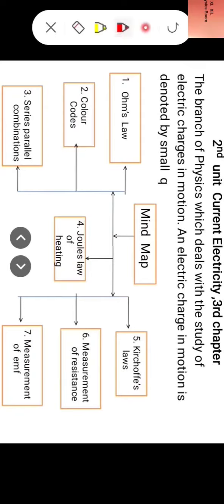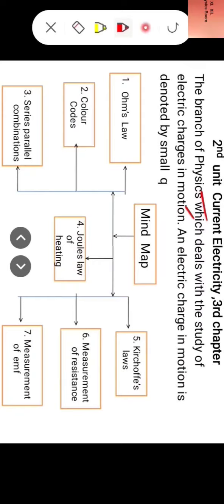The branch of physics which deals with the study of electric charges in motion is defined as current electricity. I repeat, the branch of physics which deals with the study of electric charges in motion is called current electricity. An electric charge in motion is denoted by small q, whereas static charge is denoted by capital Q.